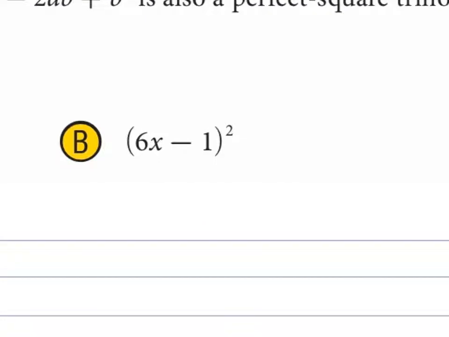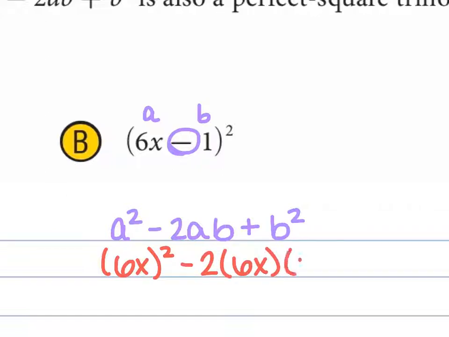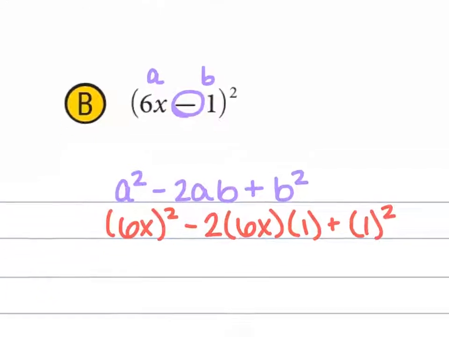For b, we have 6x minus 1, so that 6x is our a, that 1 is our b. We have a negative in between those two, so we're using a squared minus 2 times a times b plus b squared. So the a squared is going to become 6x raised to the second power minus 2 times a, which is 6x, times b, which is 1, plus b squared, so 1 raised to the second power.